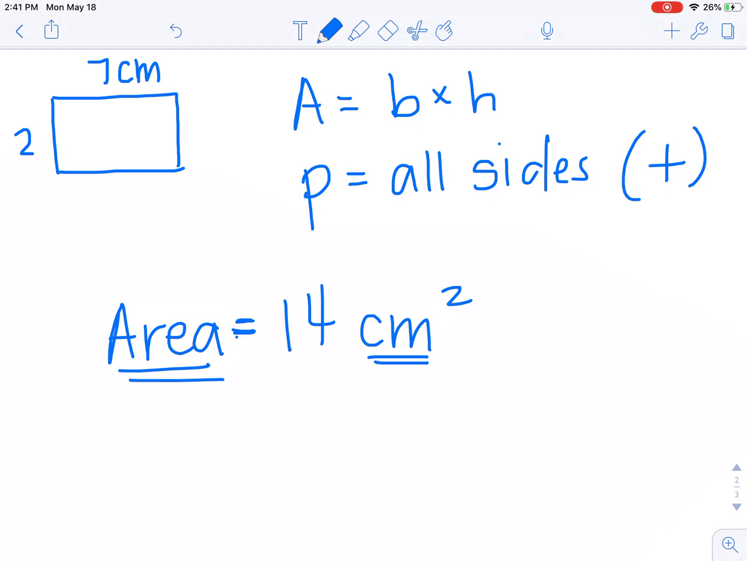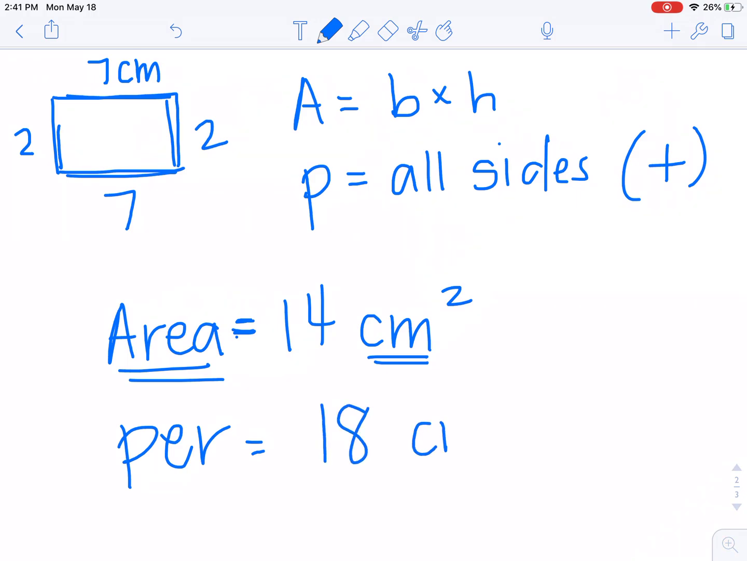7 times 2. The perimeter of this guy would have been 7. And if this side's 7, then this side's 7. If this side's 2, then this side's 2. 7 plus 7 is 14, 15, 16, 17, 18, what? Centimeters. Okay? Now, it does ask you to do the number model.